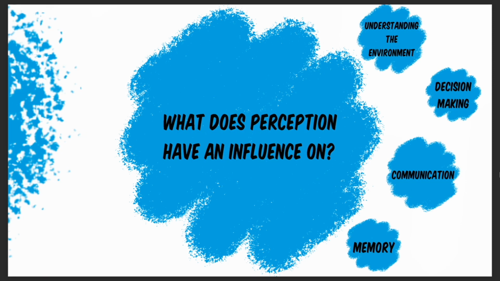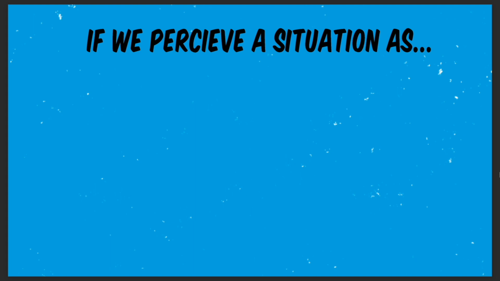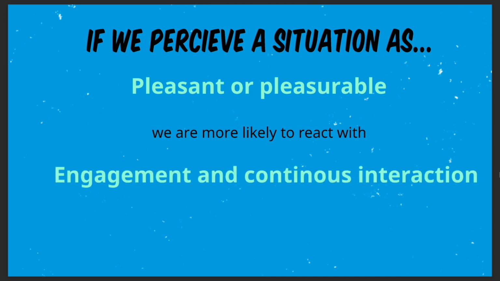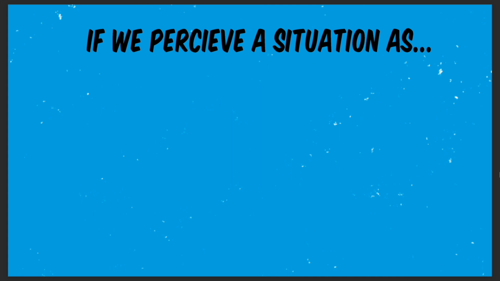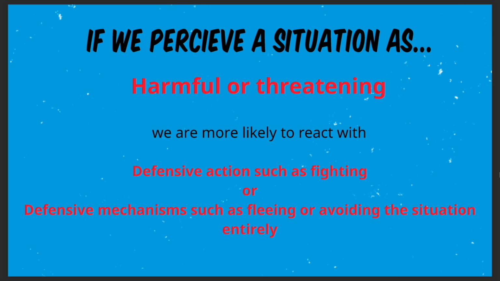The second thing perception has an influence on is decision-making. Our perceptions shape our understanding of the world. How we interpret certain situations influences the choices we make and our behavior. For example, if we perceive a situation as pleasant or pleasurable, we are more likely to react with engagement and continuous interaction. However, if we perceive a situation as harmful or threatening, we are more likely to react with defensive action, such as fighting, or defensive mechanisms, such as fleeing or avoiding the situation entirely.